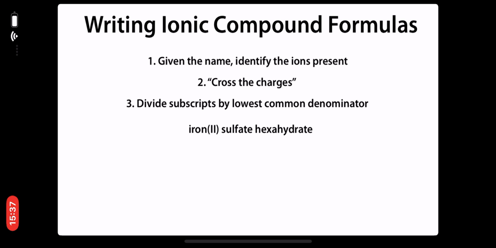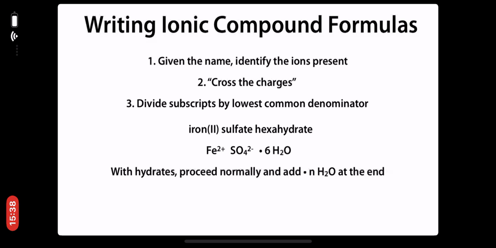Iron(II) sulfate hexahydrate. Iron(II) is Fe2+, sulfate is SO4 2-, hexahydrate is ·6H2O. We know it's ·6H2O from our list of prefixes. 6 H2Os is hexahydrate. With hydrates, we're going to proceed normally, and then add our number of H2Os at the end. So we cross the charges for Fe2+ and SO4 2-, and we get FeSO4, and we add our ·6H2O at the end.